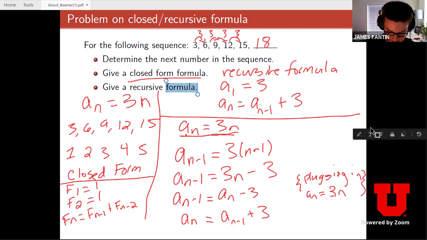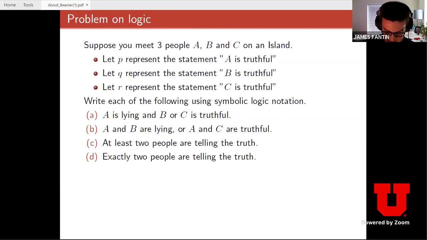This one's going to give us a logic problem. So here we've got 3 people: A, B, C. And we're going to let these variables P, Q, and R represent the statements that either A is truthful, B is truthful, or C is truthful. Then we want to write down symbolic logic for all of these sentences below. So we're going to try to convert these into our symbolic logic notation, using our and symbols, our or symbols, negations, et cetera.